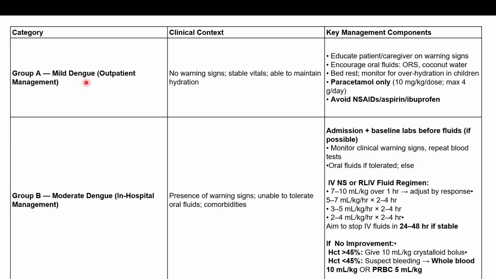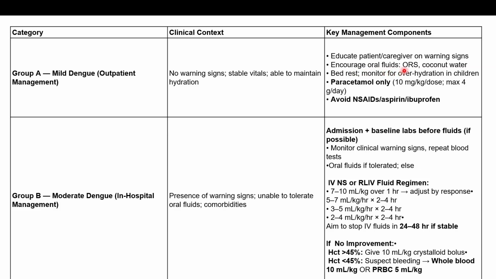When it's a mild dengue, with outpatient management, no warning signs, stable vitals, and able to maintain hydration, you can just educate the patient about the course of the dengue illness. If you want to know more about the course of illness, please watch the part 1 video. And also on the warning signs, you can watch the part 1 video to get to know more about it.